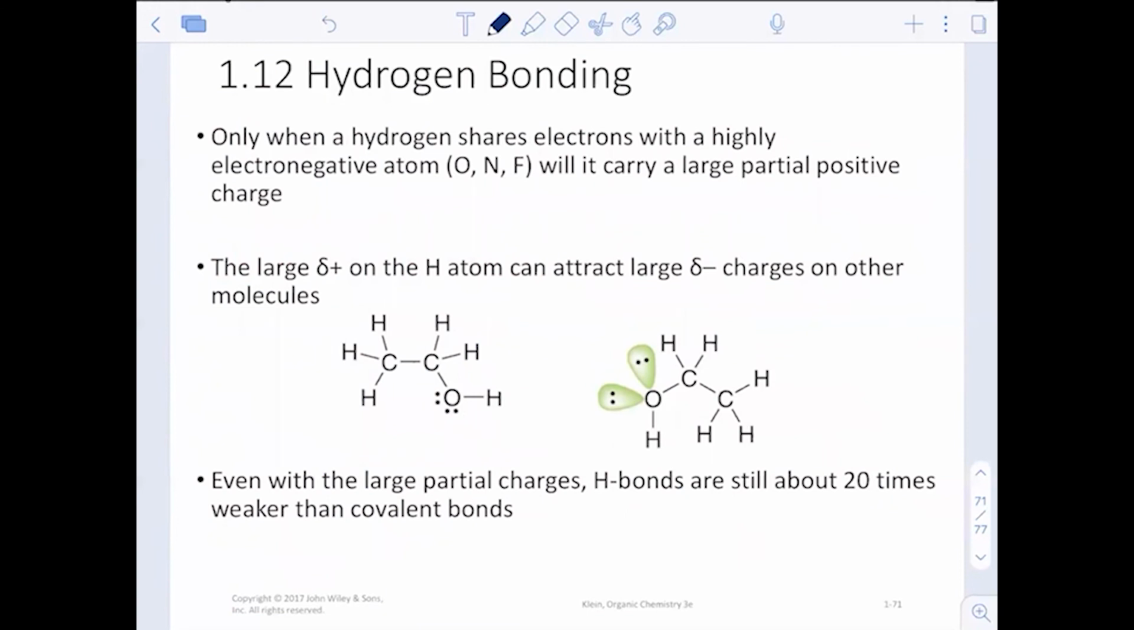Now, only when a hydrogen shares electrons with a highly electronegative atom will it carry a large partial positive charge. And that large partial positive charge can attract the large delta negative charge on another molecule. So again, there it is. This one's the delta minus over here. There's the hydrogen bond. Even with these large partial charges, hydrogen bonds are still about 20 times weaker than a covalent bond. That should be a huge indication that they're not a true type of bond, just an intermolecular force. Excellent.